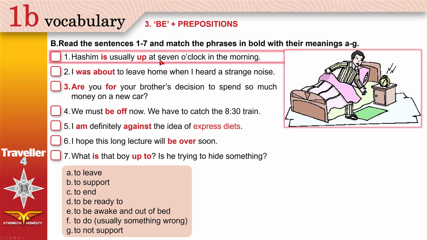Hashim is usually up at 7. I am up. Am, B, or is, I am up. He is up. It means what? It means he is awake and out of bed. I am up means I am not in bed and I am awake.